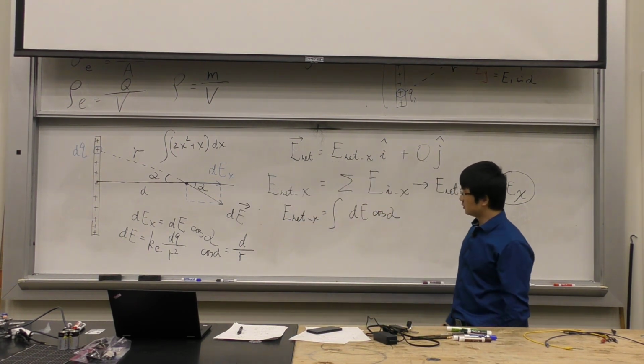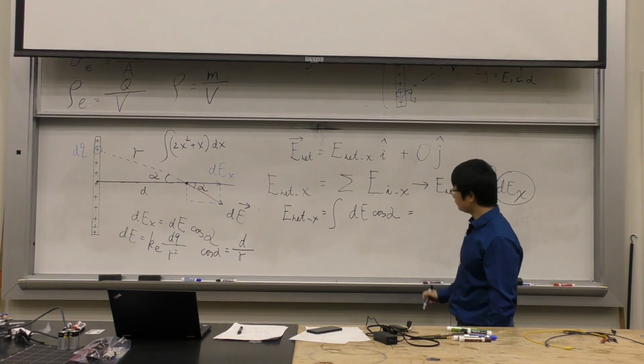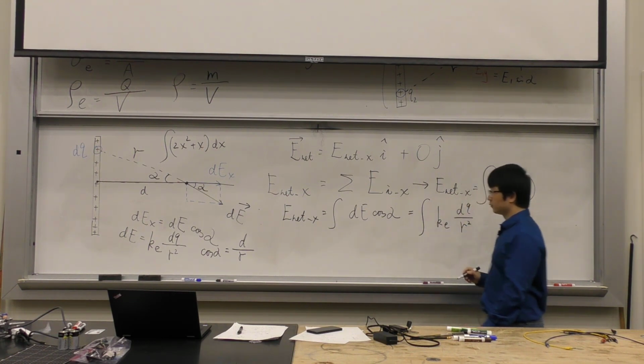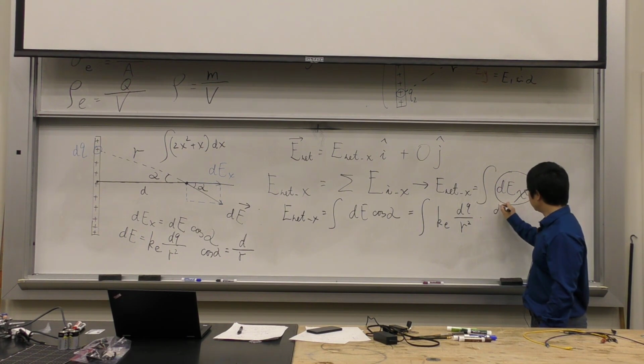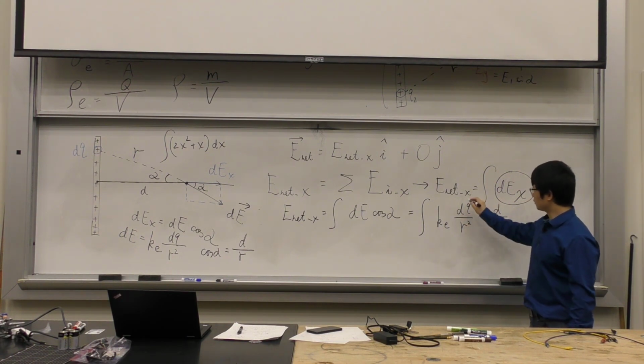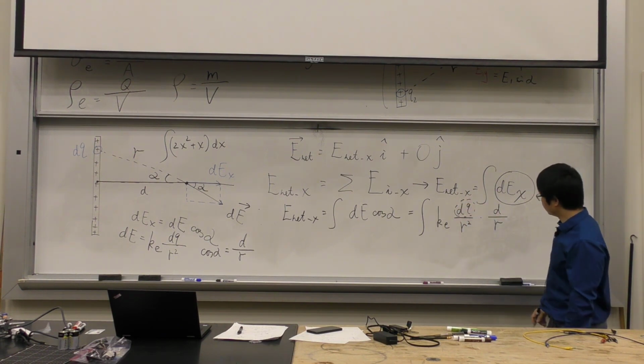Okay, so let's put them together. What I get is Ke dq over r squared, and then times d over r. Again, this d is different from this d. Okay, this is one symbol. dq is not d times q.